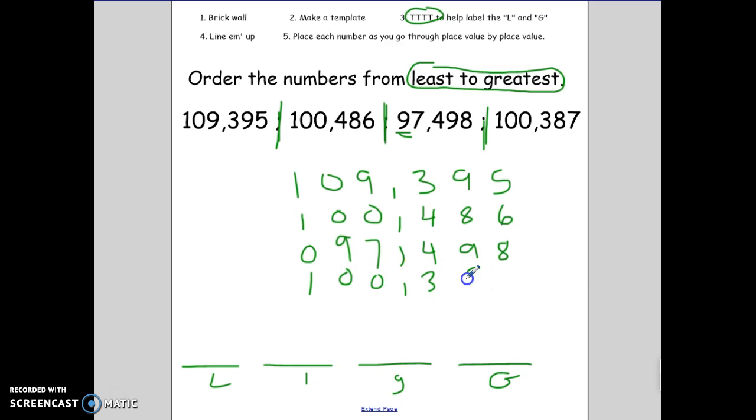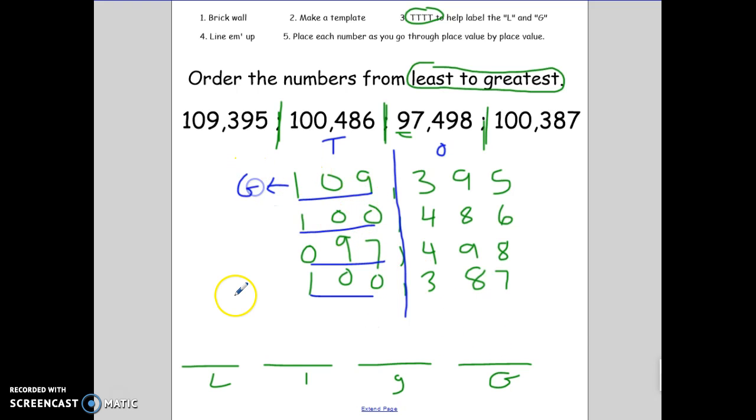387. So I'm going to go ahead and start by separating my thousands and my ones. So you can see I have my ones and my thousands. And when I take a look, I have 109, 100, 97, and 100. And I kind of got to ask myself, do any of those stand out as being different? Maybe it's different because it's least or different because it's greatest. Well, 109 is the greatest of all of those.